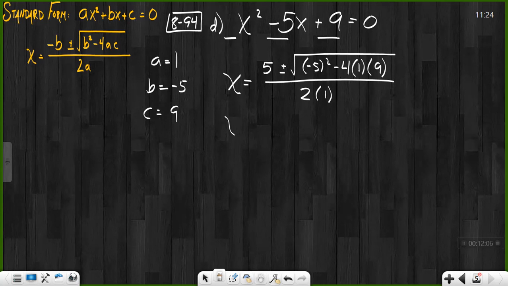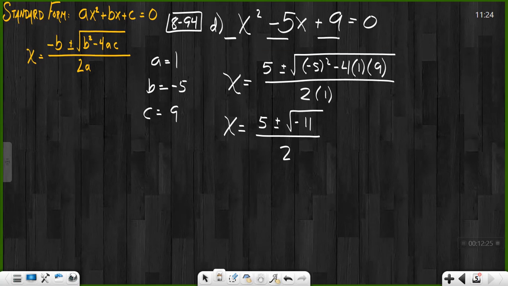2 times 1. And let's boil that down to 5 plus or minus the square root over, and get that square root down to one number inside there, and do the bottom. The bottom's easy to do in this case. 2 times 1 is 2. Take your calculator and do the top. When you did underneath that square root, you should have gotten negative 11.